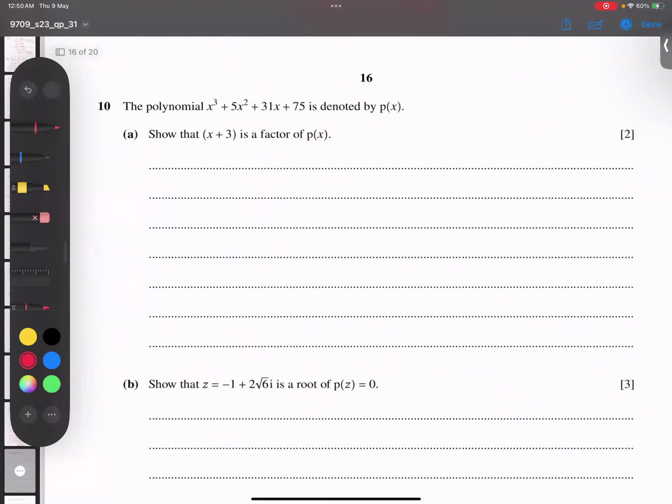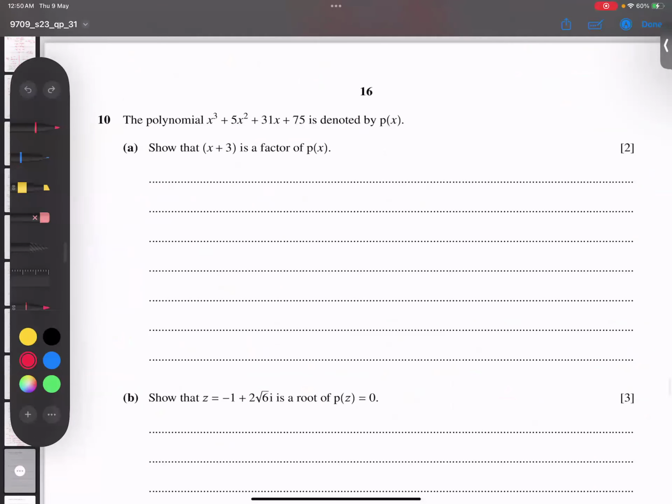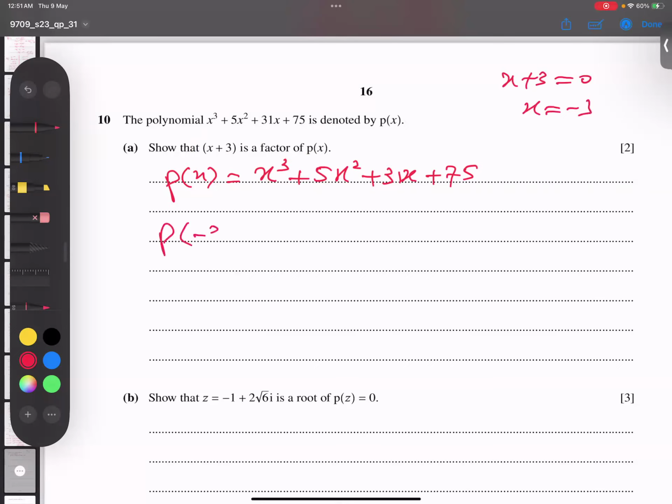Question number 10, the polynomial denoted by this one. Okay, so let me write: denoted by x^3 plus 5x^2 plus 31x plus 75. He said to show that this is a factor. When the word factor comes, I will plug in equals 0 and I get x minus 3. So let's check if I replace every x by minus 3, do I get 0 or not?